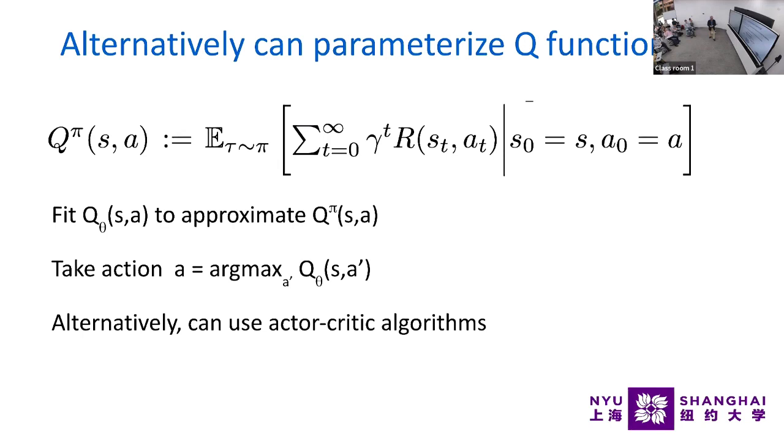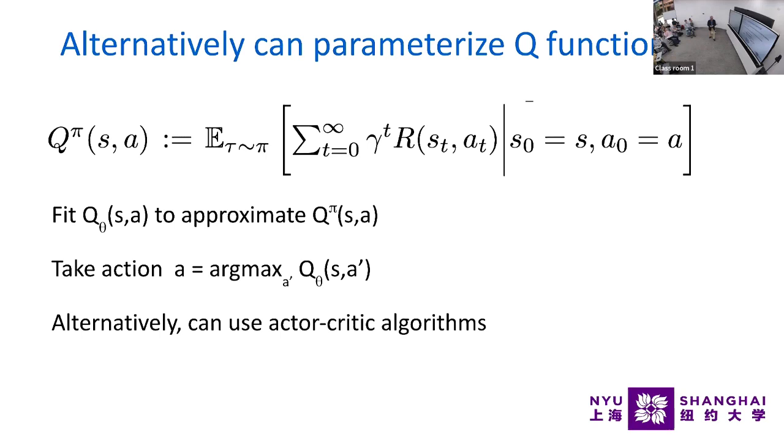So the first approach I spoke about could be called an actor approach, where the neural network is the policy. The second approach is what we sometimes call the critic approach, where the neural network is this Q function. And then there's a whole other class of algorithms called actor-critic algorithms, where you have two neural networks: one for the policy and another for the Q function.